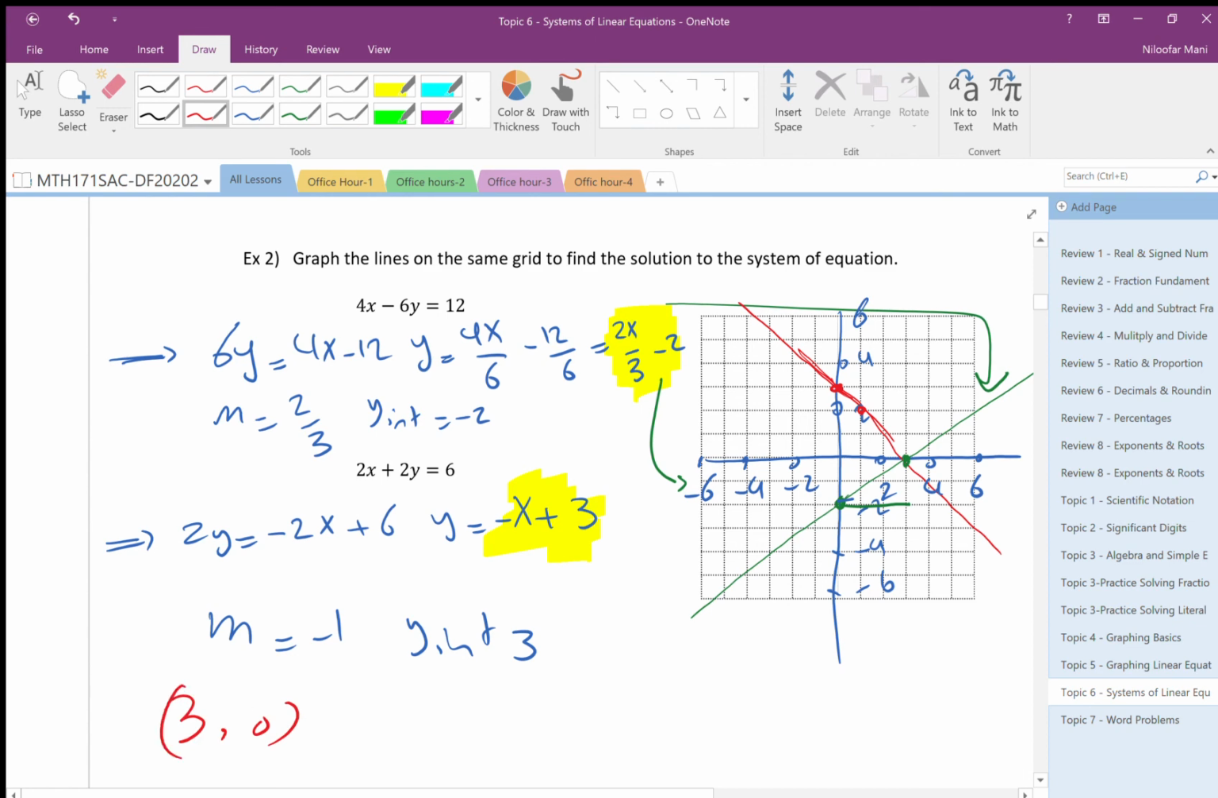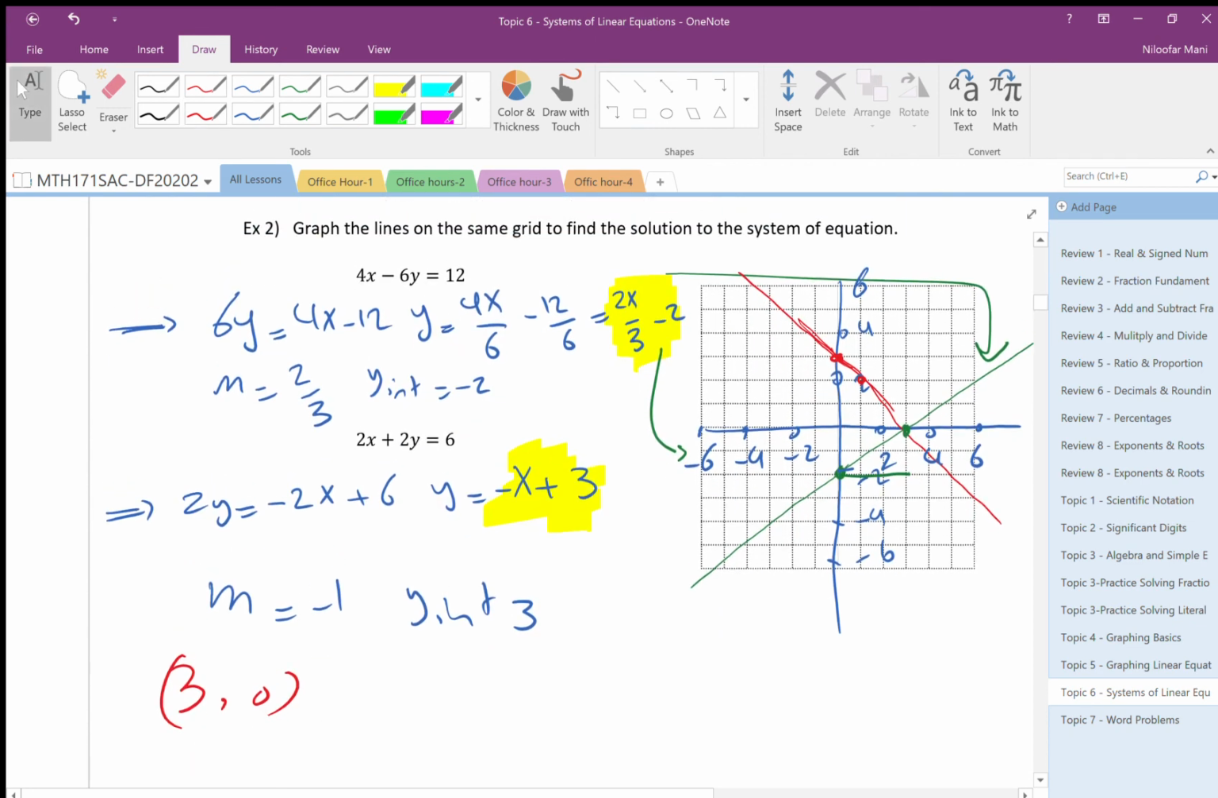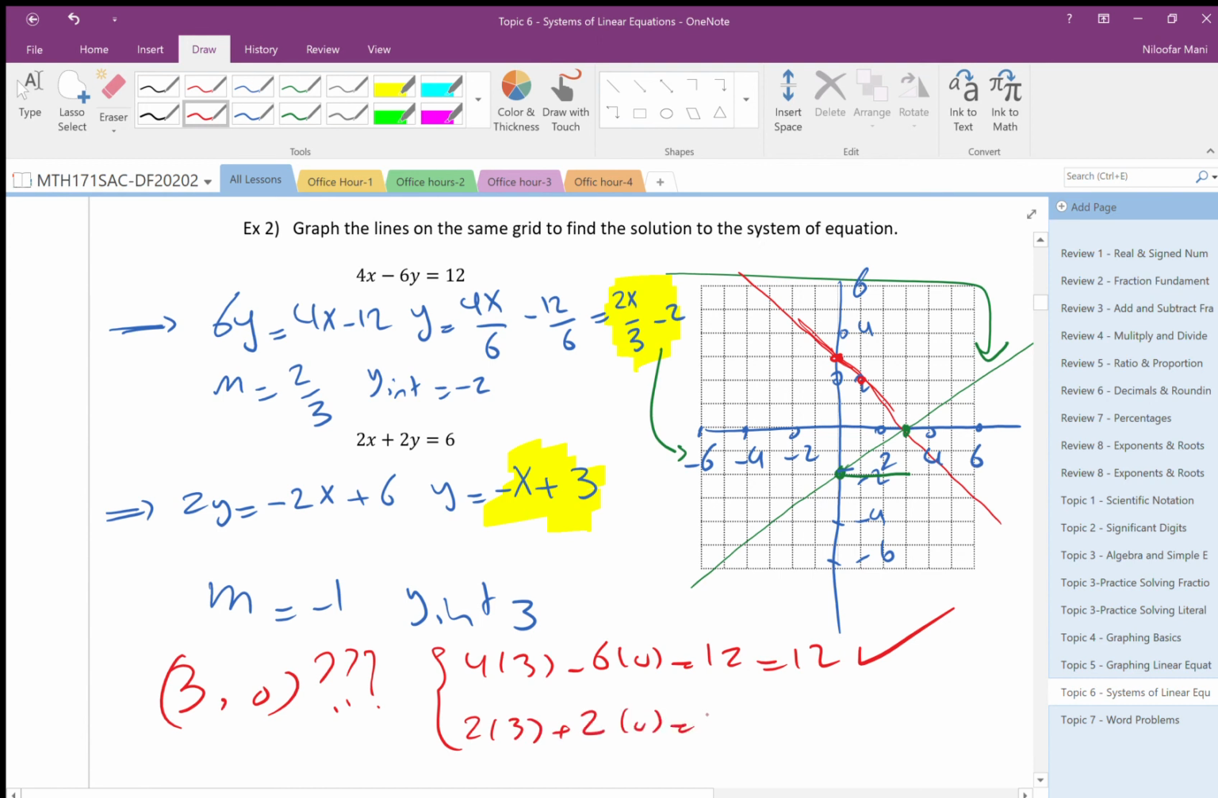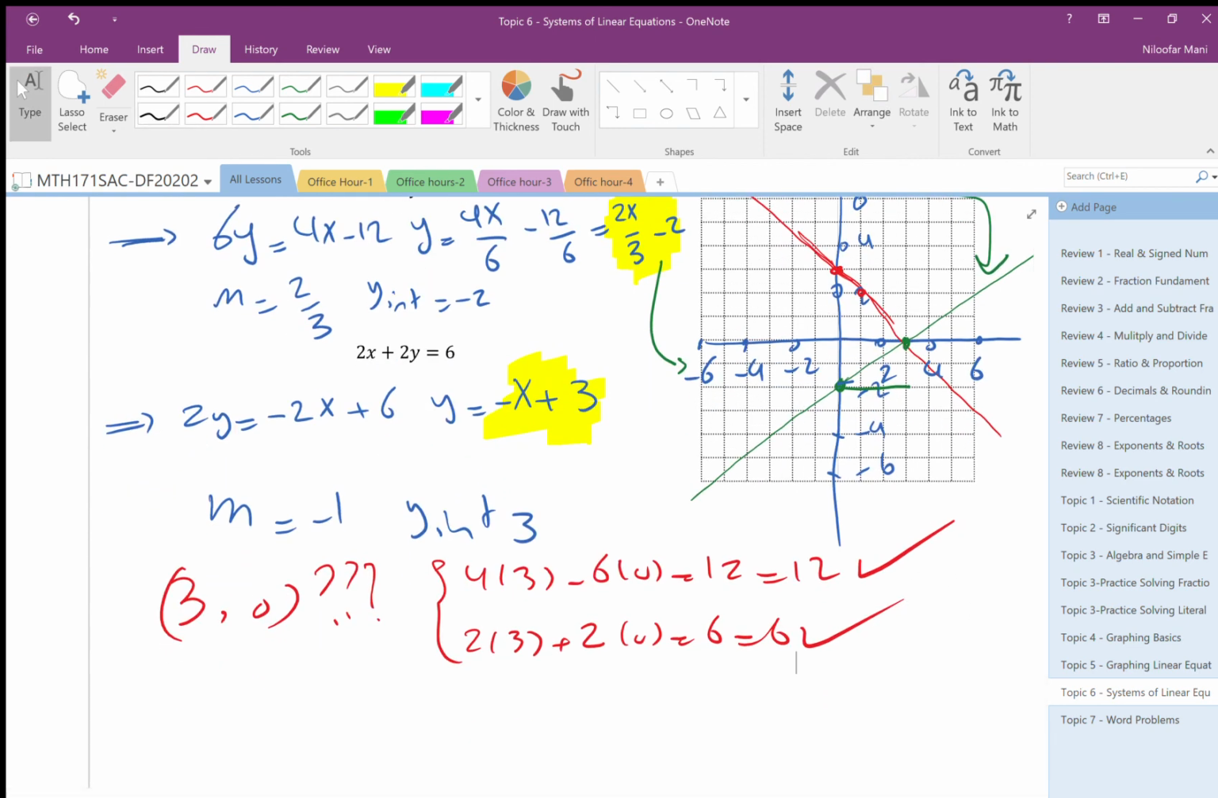But I'm not really sure, so I recommend that you check it. Let me see. So I'm guessing here and then I do it. 4 multiplied by 3 minus 6 multiplied by 0 is 12, which equals 12. Perfect. 2 multiplied by 3 plus 2 multiplied by 0 is 6, equals 6. Perfect. Yes, it is the solution. So now I can say the solution is the intersection, as you see here. The answer, which satisfies both equations of the system, is 3 and 0.